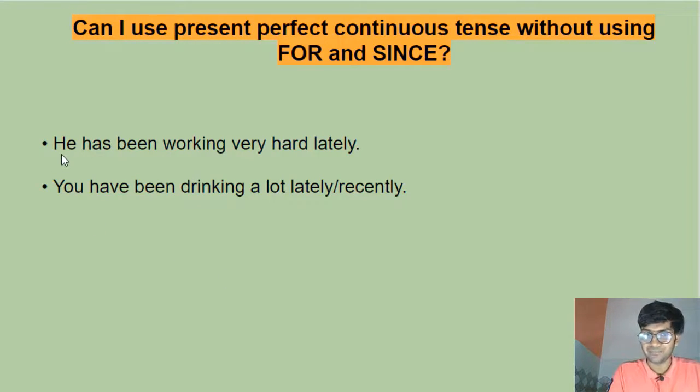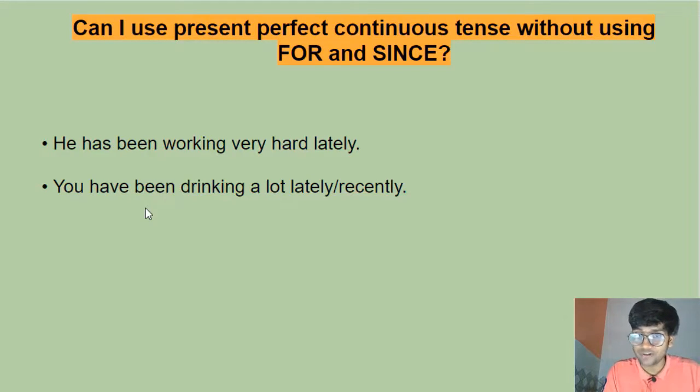Look at this example. He has been working very hard lately. Lately means very close to the present, right? For some time. But this time expression is not very clear. It could be for some days, for some months, obviously not some years, because lately refers to a time which is very close to the present. He has been working very hard lately, in recent times. So you can use lately in your sentence in present perfect continuous tense.